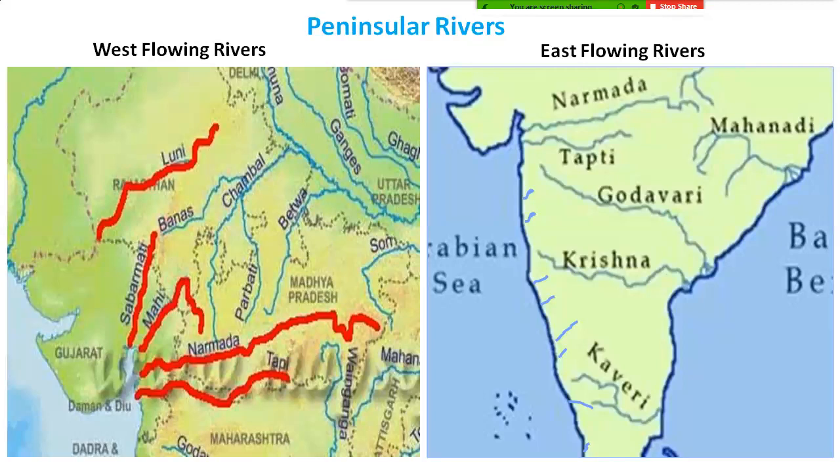Another noteworthy river is the river Luni, which is a west flowing river that goes and empties itself into the Arabian Sea. The river Luni originates along the western slope of the Aravalli ranges and flows in a somewhat northwest to southeast direction.